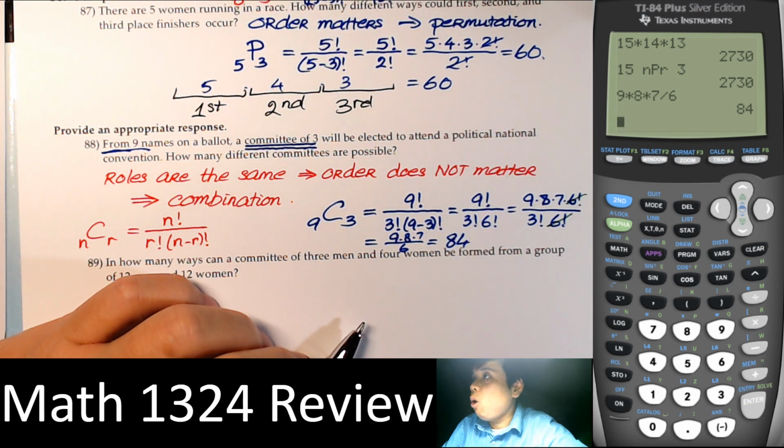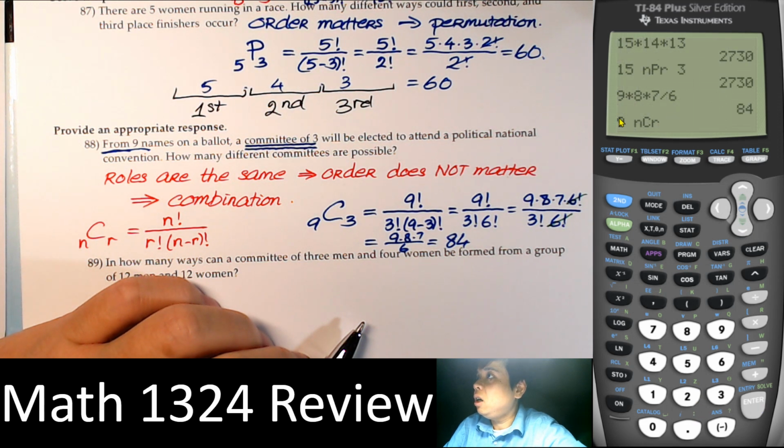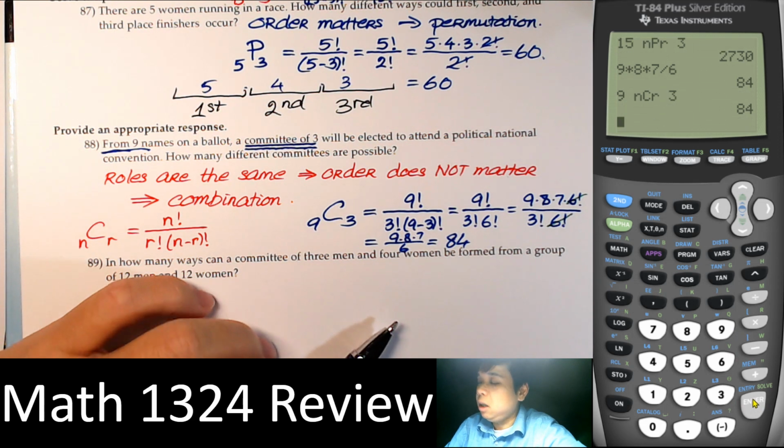Right. Or we use this: math, go to probability, permutation, combination, factorial. Of course we use combination here, choosing 9, I'm going to pick 3 out of those. 84. Yeah.